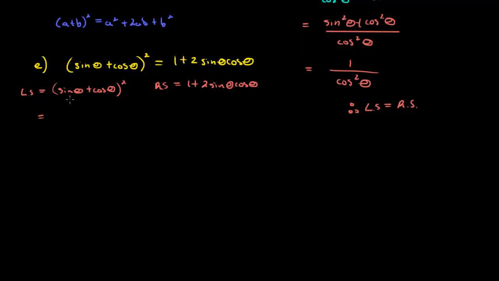So here, if I expand this, I get sine squared theta plus 2 sine theta cos theta plus cos squared theta. Now, sine squared theta plus cos squared theta is just 1. So I have 1 plus 2 sine theta cos theta. And that's exactly what the right side is equivalent to. So therefore, I've shown that the left side is equal to the right side.